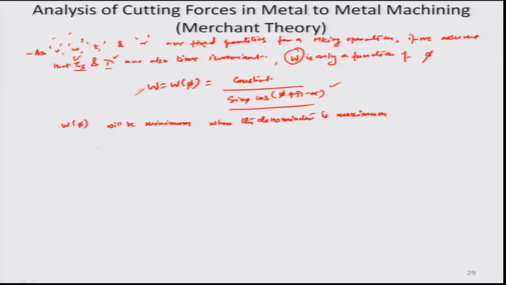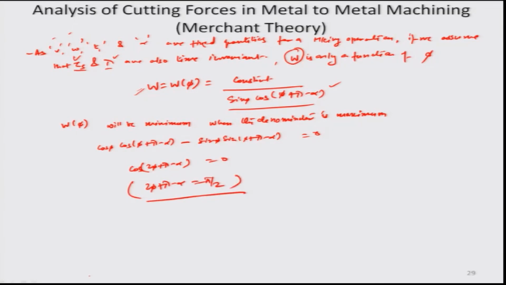So, we have cos phi cos of phi plus lambda minus alpha minus sin phi sin of phi plus lambda minus alpha equal to 0, or cos of 2 phi plus lambda minus alpha equal to 0, which can only happen when 2 phi plus lambda minus alpha is pi by 2. Also, obviously, lambda is tan inverse of mu. We are assuming mu to be constant, invariant with time. So, that is the optimum machining criteria.